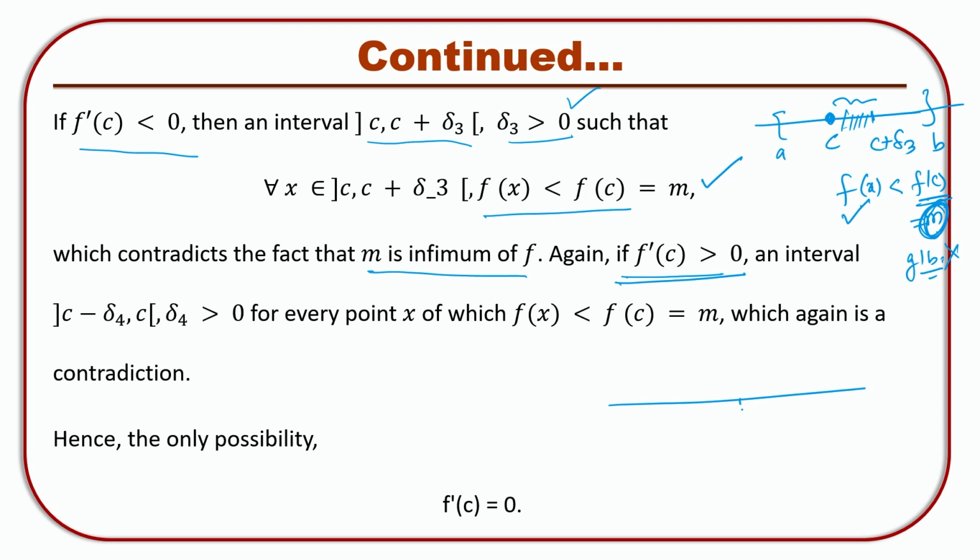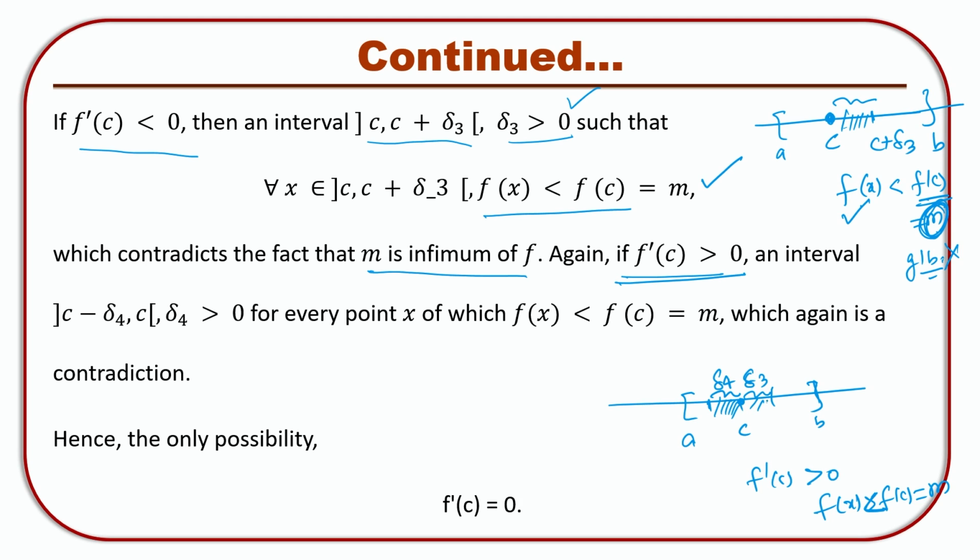So we have the point c here, a here, and b here, right? And we have c. So taking c as c minus delta, so we have delta here, and we are looking for this interval. Since f dash of c is greater than 0, each f(x) where f(x) is greater than f of c, and f of c is what? f of c is m, f of c is m, and each of so this one.